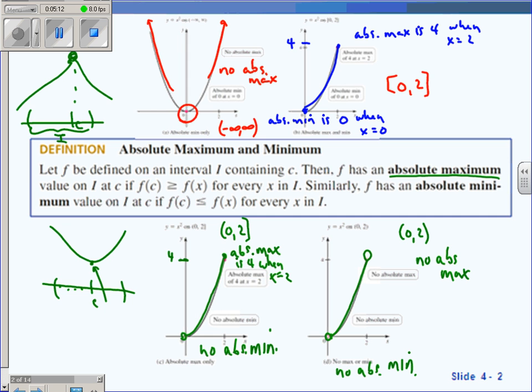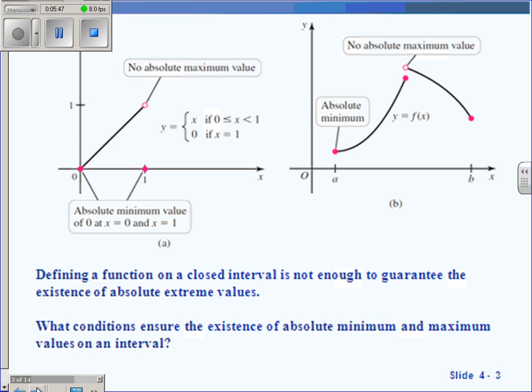Okay, now looking at these four cases, we had an open interval here that didn't have an absolute maximum, but it did have an absolute minimum. We had a closed interval, 0 to 2, that did have absolute maximums and minimums. We had an interval that was half open, half closed, which had the maximum but not the minimum. And here's one that's open that didn't have either. Okay, so it looks like right now the only one that had that absolute maximum and minimum was the one on the closed interval. So we want to find out, when will we know that there's actually going to be an absolute maximum and minimum?